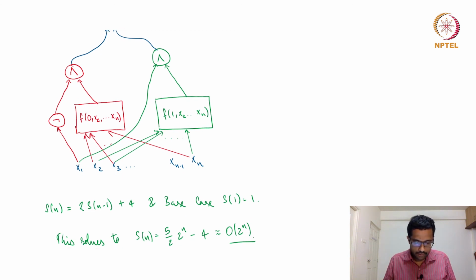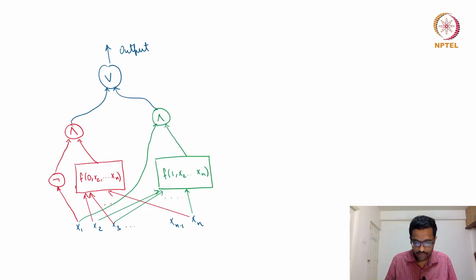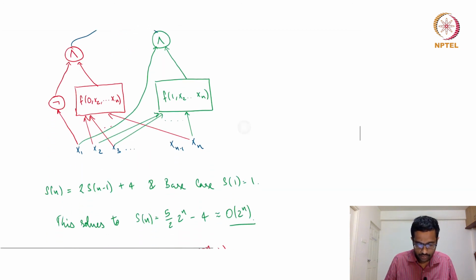So let us say Sn minus 1 is the size bound for any function that requires n minus 1 bits. Similarly, Sn is the size bound for any function that requires n bits. If you use this construction, Sn is 2 times Sn minus 1, one for the red box and one for the green box. And then how many other gates are there? Size is the total number of gates: the gates in the red box, the gates in the green box, and then 4 other gates. So plus 4.